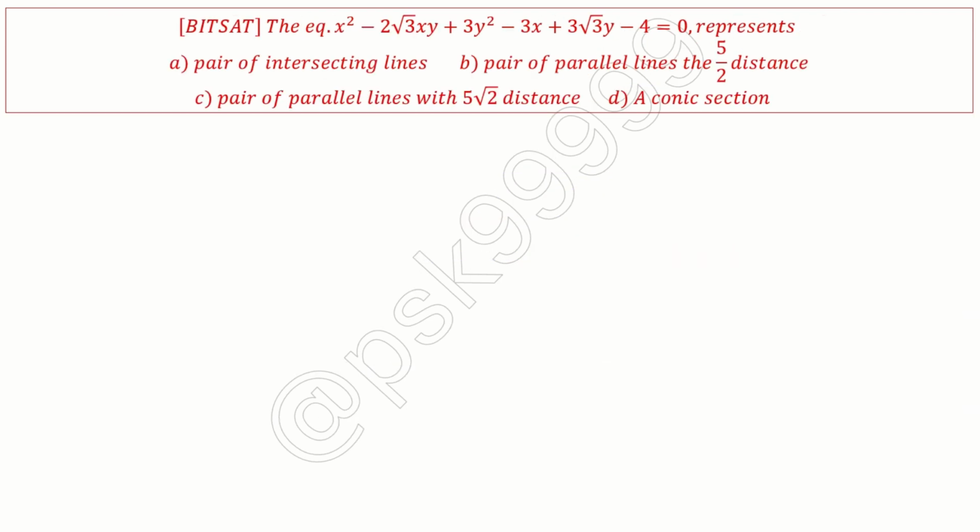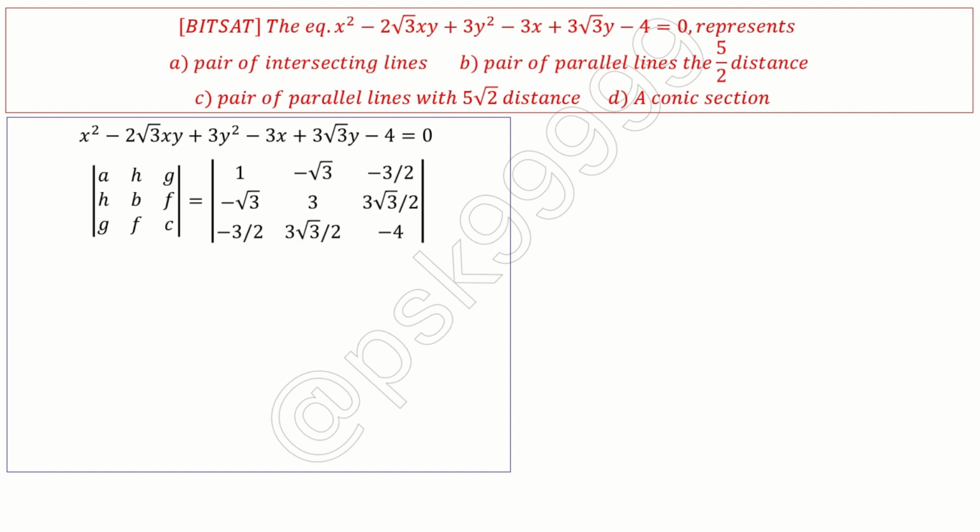The equation x² - 2√3 xy + 3y² - 3x + 3√3 y - 4 represents what? Is it a pair of intersecting lines, a pair of parallel lines, with the distance 5/2 or 5√2? What is that, a conic section? Which one does it represent? We know the condition for straight lines, which we can apply and see.